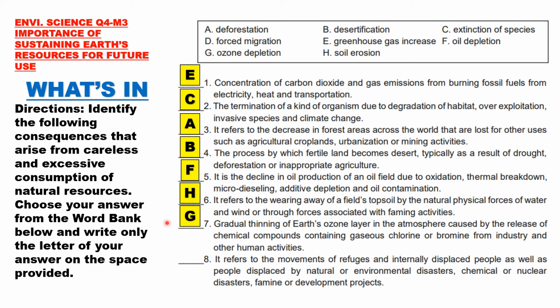Answer: G. Ozone depletion. Number 8, it refers to the movement of refugees and internally displaced people as well as people displaced by natural or environmental disasters, chemical or nuclear disasters, famine, or development projects. Answer: D. Forced migration.